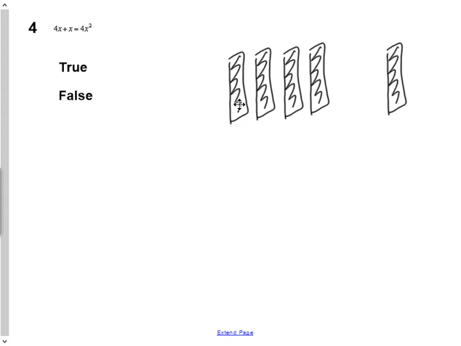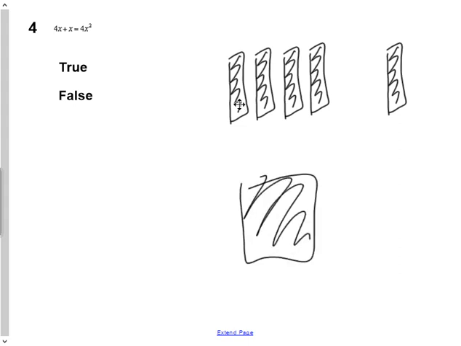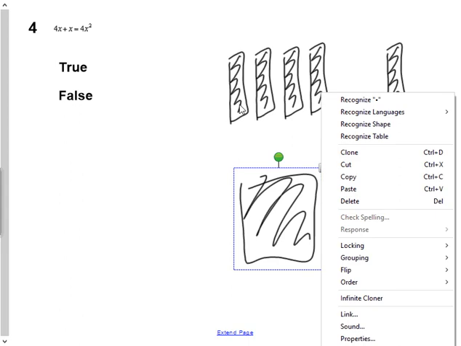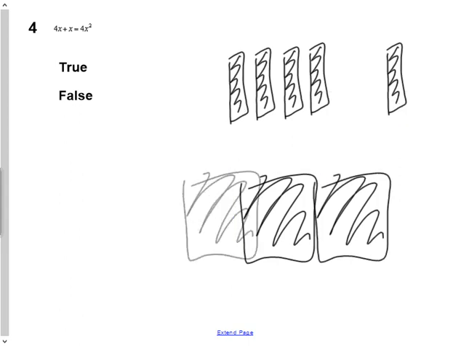Does that equal 4x squared? Now remember, 4x squared would look like this. It would be an x squared, right? And then I would take that, 4 of them. I would have 1, 2, 3, 4.